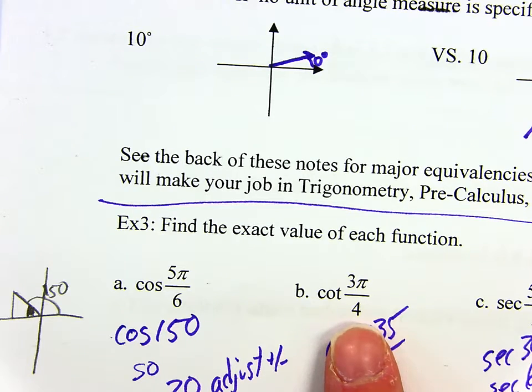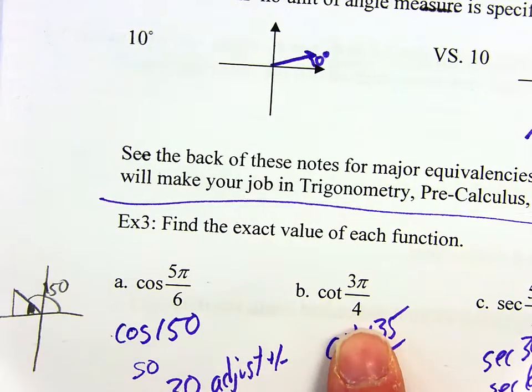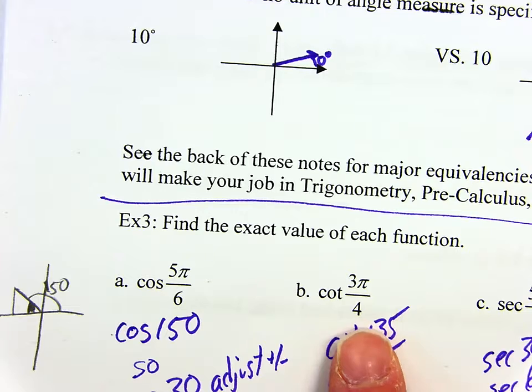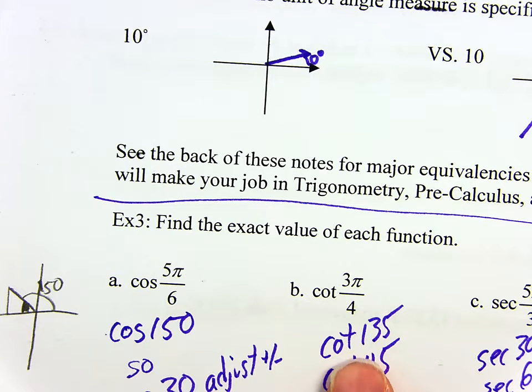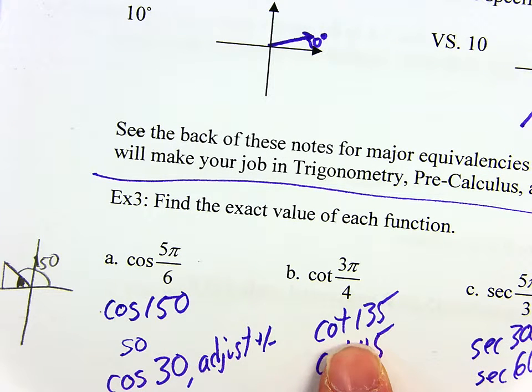We're finding the exact value of this function. So first we need to figure out what 3 pi over 4 is in degrees. You can either do the conversion or you can just look at your circle. 3 pi over 4 is really what in degrees? 135. So what I'm really looking for is the cotangent of 135.